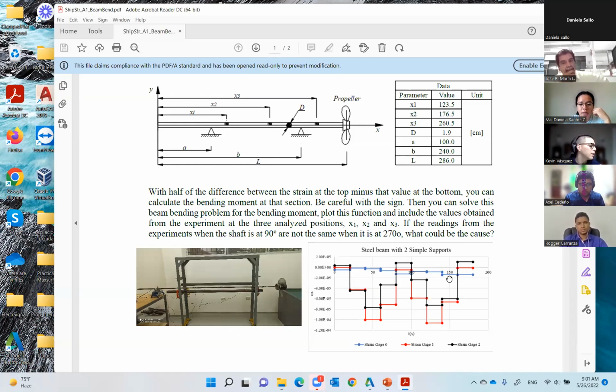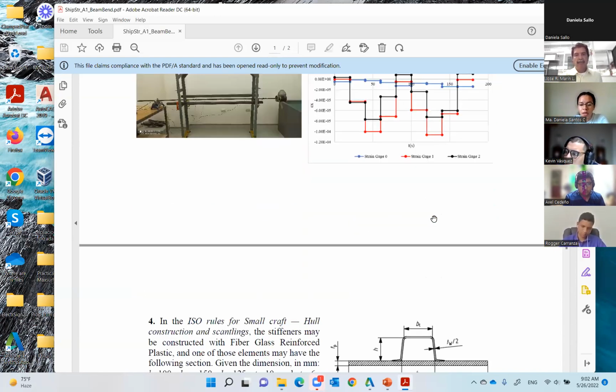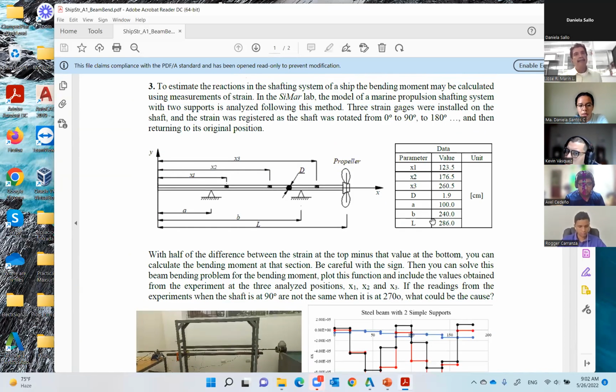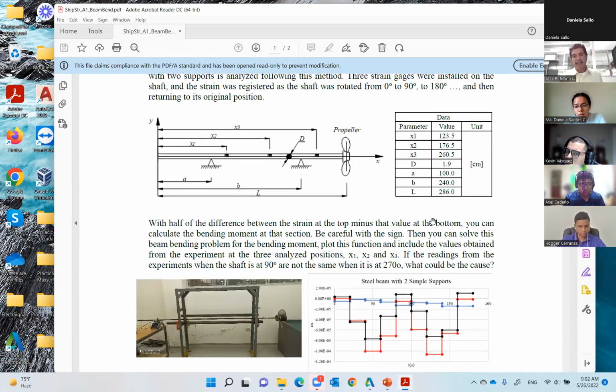And in that question, you are asked to estimate the reactions. So with that position of the moment at the gauges, we have to build a function or just put the reaction from the theory. The thing is this.